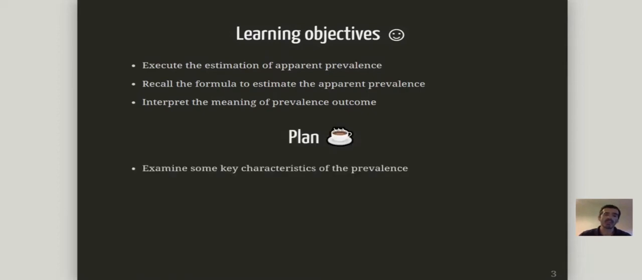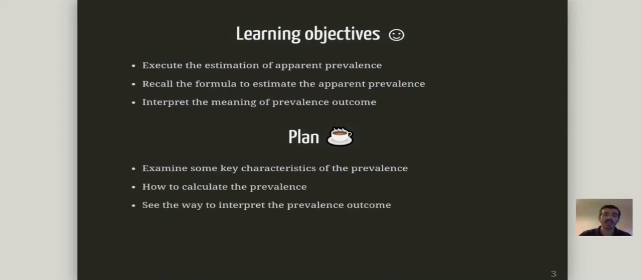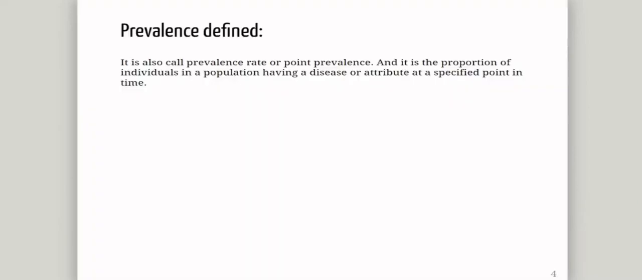So what is the plan for this lesson? We will first describe some key characteristics of the prevalence. We will then see how we can calculate it and how we can interpret the apparent prevalence. Let's start by defining what is apparent prevalence.